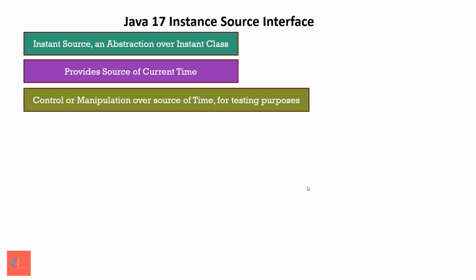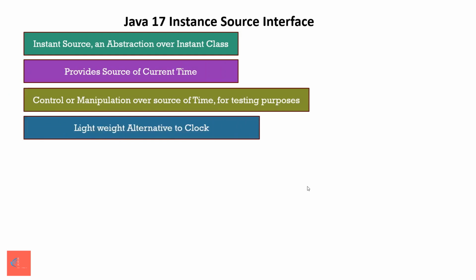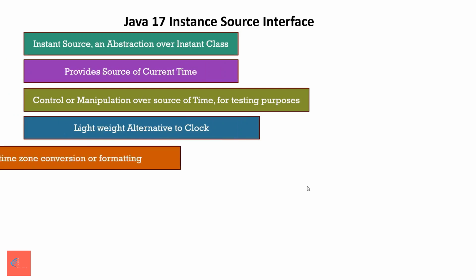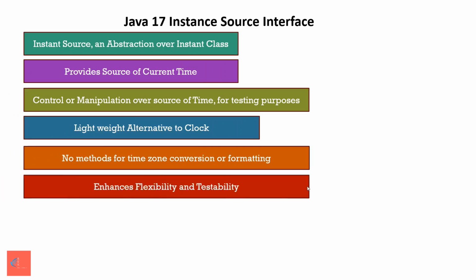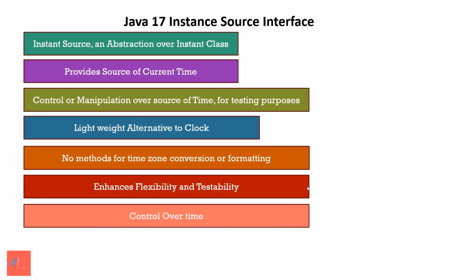testing purposes. InstantSource can be seen as a lightweight alternative or complement to Java Clock. It focuses on instants rather than full date time manipulation. However, it does not offer methods for converting time zones or formatting. InstantSource helps in enhancing the flexibility and testability, and it is useful for scenarios where we require control over time. This interface consists of the following methods.